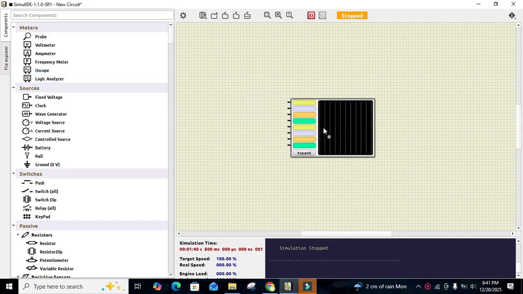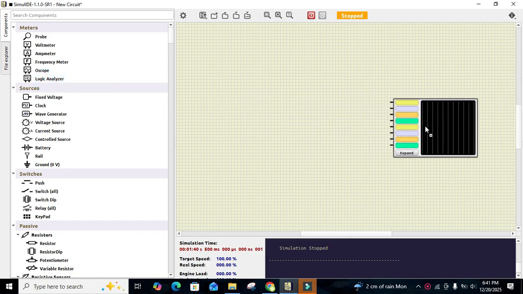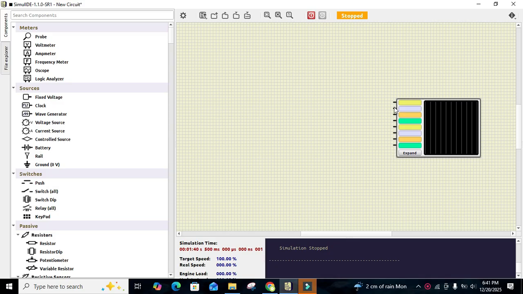So now you can see that this is our logic analyzer and it has 1, 2, 3, 4, 5, 6, 7, 8. So there are 8 inputs. Okay, now we need to connect our push switches or push buttons with it, and you must know what a logic analyzer can do. A logic analyzer can tell us about the logic state of any circuit.